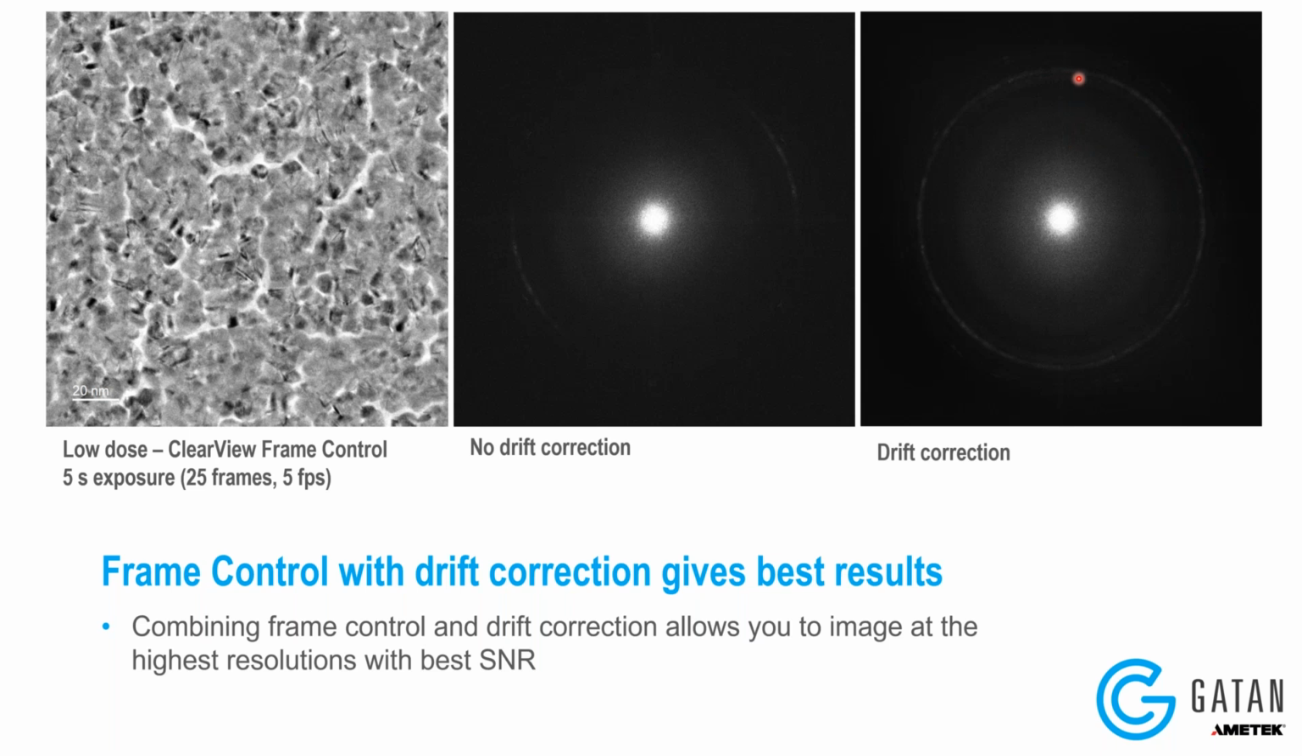And you can also see that when you have drift correction, you can start seeing even higher resolution rings here in the diffractogram, which is really nice. So you can acquire, with drift correction and frame control, really nice high resolution, high signal to noise images with the ClearView camera.